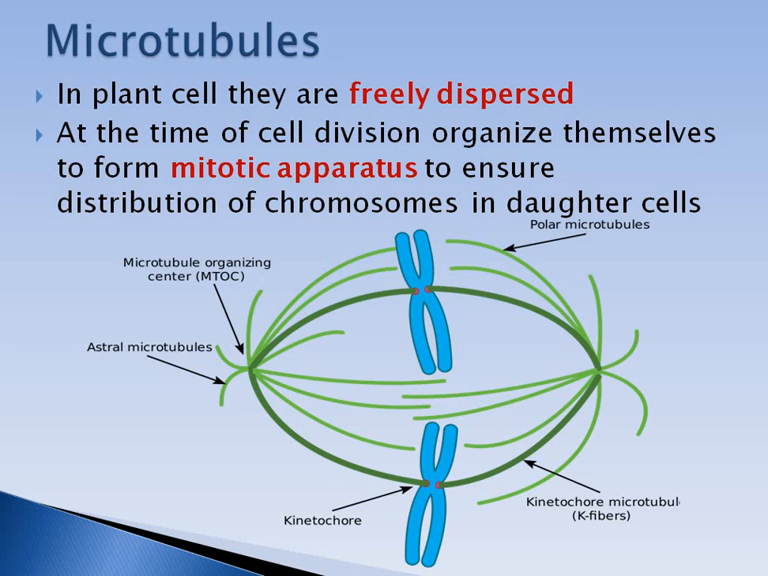In case of animal cells, centrioles are present. Centrioles help in the formation of this mitotic apparatus with the microtubules. But in case of plant cells, centrioles are absent. So freely dispersed microtubules, when the cell is about to divide, arrange themselves to make mitotic apparatus, then help in the distribution of chromosomes.